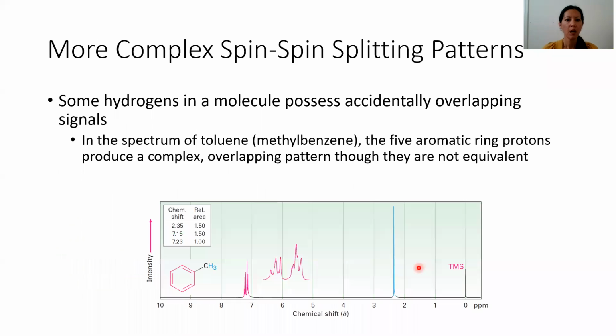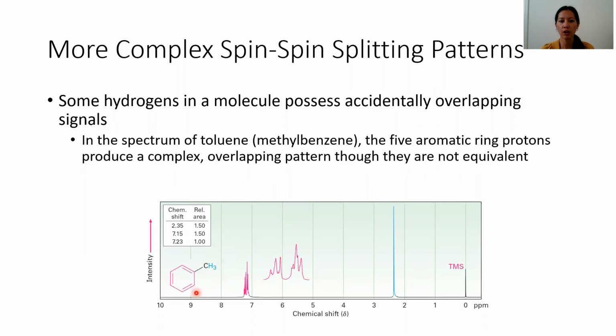So I just want to start with the concept of splitting patterns, where we've looked at really simple situations where you could develop a doublet, a triplet, a quartet. Sometimes they're more complex if there are more H's or if the surrounding neighboring H's are not equivalent. In that case, sometimes molecules possess accidentally overlapping signals.